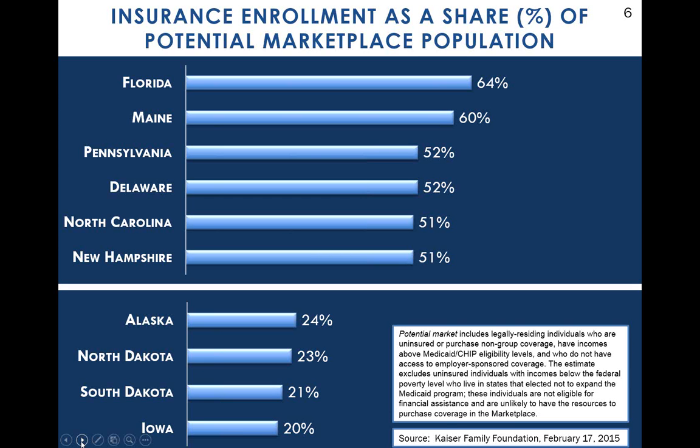So in 6 states shown here, more than half of the potential market signed up, and by potential market, that's defined by Kaiser Family Foundation as legally residing individuals who are uninsured or purchase non-group coverage, have incomes above Medicaid CHIP eligibility levels, and who do not have access to employer-sponsored coverage. But in 4 states, less than 25% did. Florida led the way with 64% of the potential market and 1.6 million signed up. Iowa was at the bottom of the list with 20% and 45,000 people signed up.